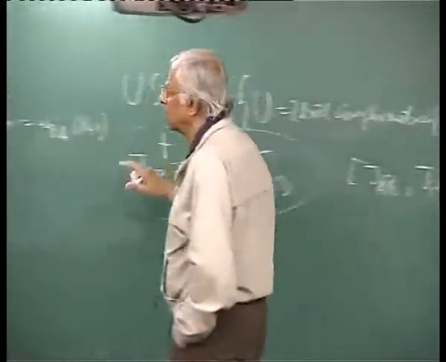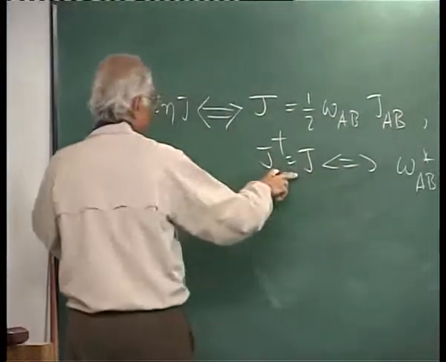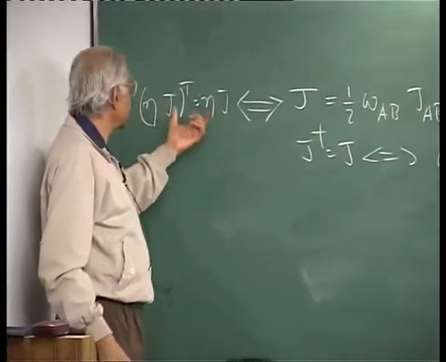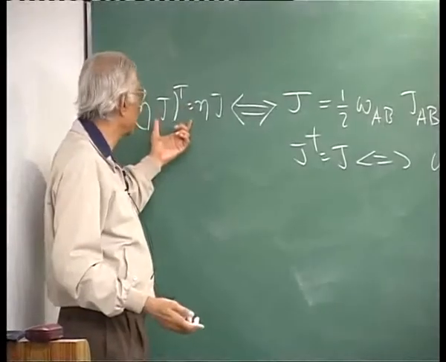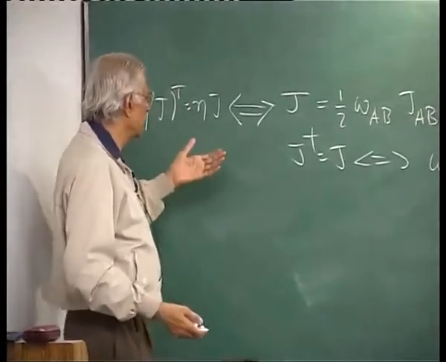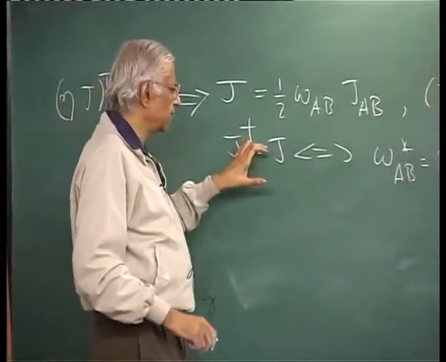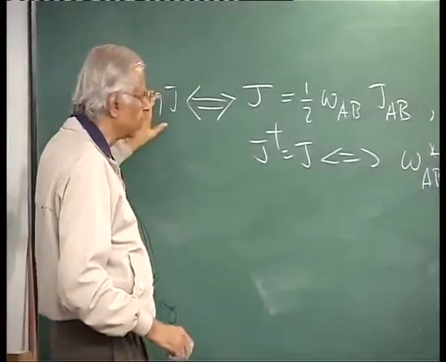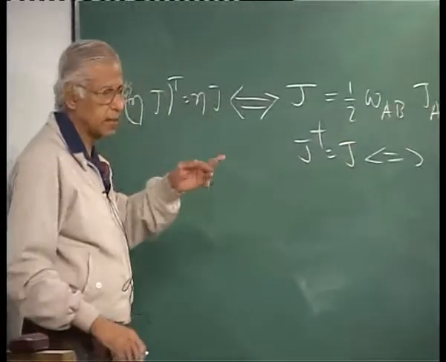The unitary condition tells you this matrix J must be Hermitian. The symplectic condition tells you eta J must be symmetric. It is complex, but it is symmetric. So now the problem is to find a description of the J matrices which obeys the Hermitian condition and the symplectic condition simultaneously. So this is what is giving complications.